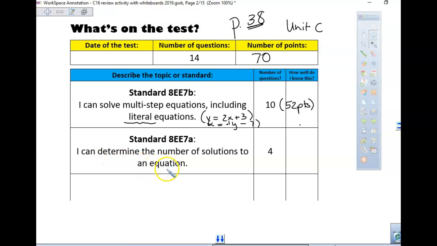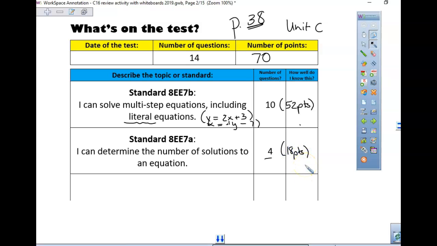The second standard that we are looking at, I can determine the number of solutions. 4 questions, and I'm going to explain in detail what these look like. You should have spaces going down on yours, so I'm going to give you some more information on each of these. And this is going to be the remaining 18 points.